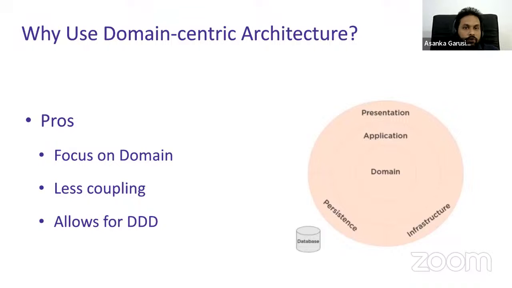So why do we use domain-centric architecture? I'm giving some of the pros. Why it's really important to have a domain-centric architecture. This is not only clean architecture. This is entirely the domain-centric approach. It could be hexagonal, it could be onion, it could be clean architecture. It always focuses on the domain, and there is less coupling. I'm not saying that we entirely remove the coupling.